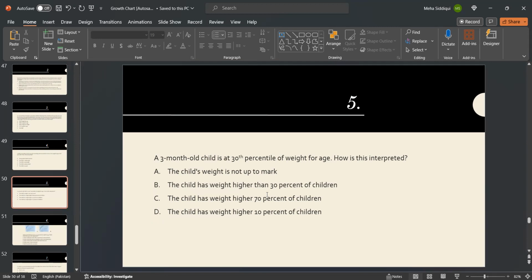MCQ number 5. A 3-month-old child is at the 30th percentile of weight for age. How is this interpreted? The child's weight is up to mark. The child has weight higher than 30% of children. The child has weight higher than 70% of children. The child has weight higher than 10% of children. B. Yes, the right option is B.